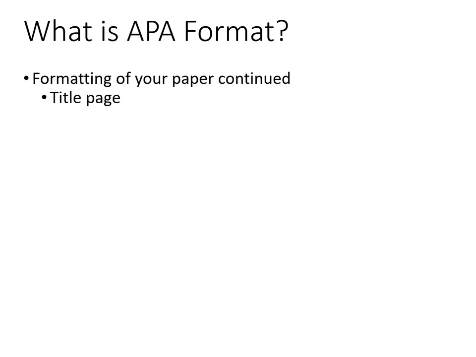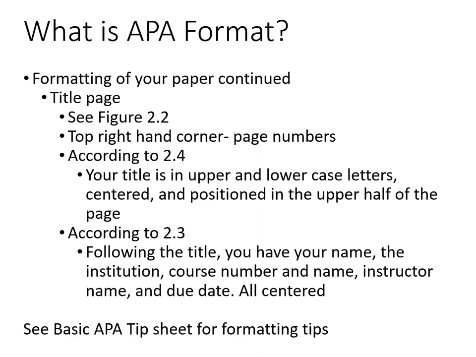Formatting your paper also includes the title page. Figure 2.2 provides a visual of what this should look like. In the top right-hand corner is the page number, which would be 1. According to Chapter 2, Section 4, the title should be in upper and lowercase letters, centered, and in the upper half of the page. This should be in the same font as the rest of your paper, nothing fancy.